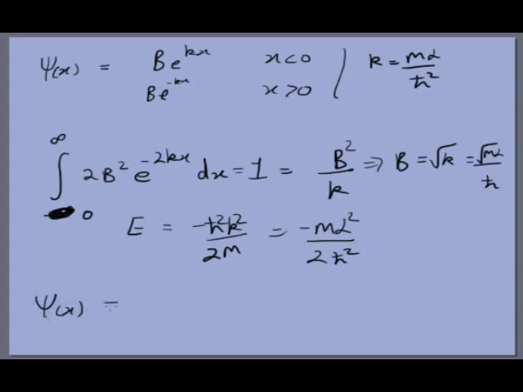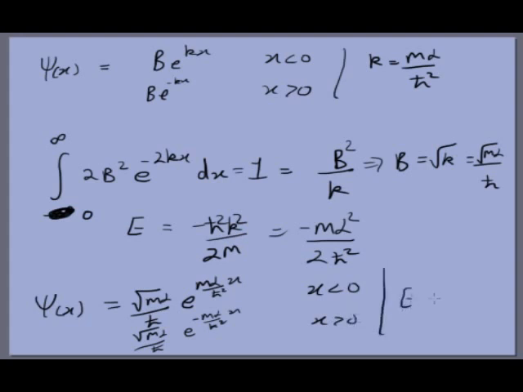Psi of x is equal to root m alpha by h e to the power m alpha by h squared x for x less than 0, and root m alpha by h e to the power minus m alpha by h squared x for x greater than 0, with the energy being equal to minus m alpha squared by 2h squared. And as we expected, the energy is negative because we assumed the energy to be less than 0. So this is the complete solution for the bound state.